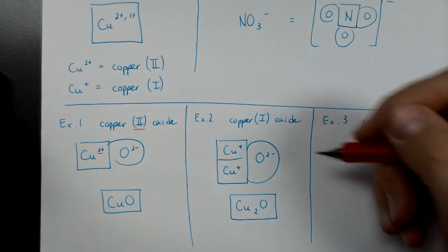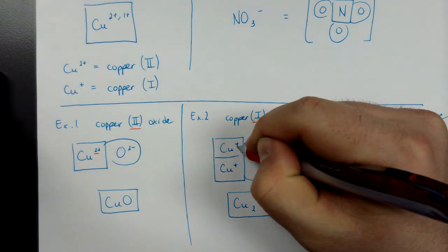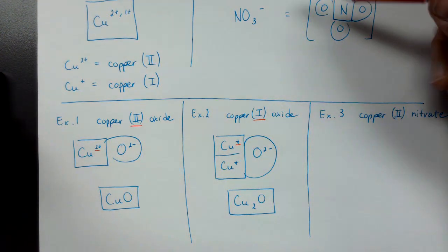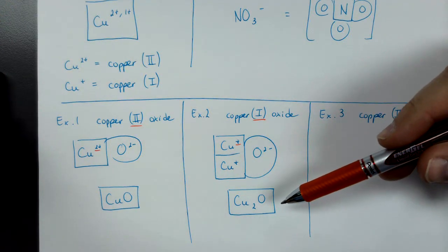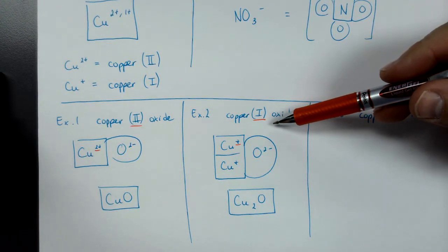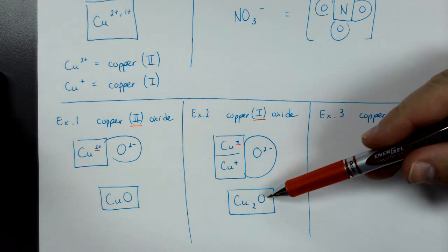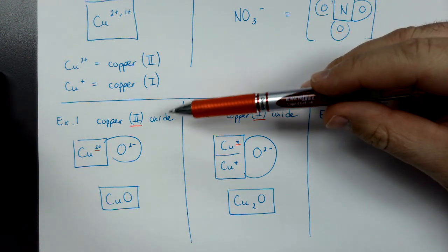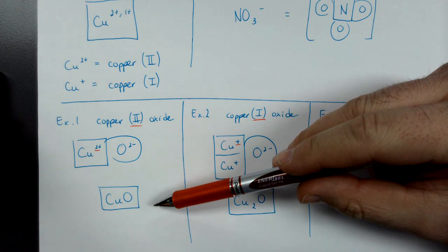Now, where this can be troubling is that 1 positive refers to the plus 1. But if you look at the compound, it's exactly the opposite. The name is copper 1 oxide, but the formula is Cu2O. The name is copper 2 oxide, but the formula is Cu1O.